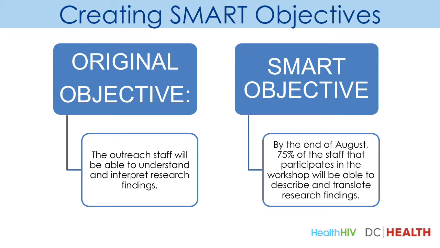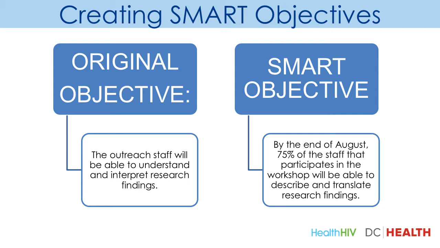An objective for one grant proposal indicated that the focus of a project was to have outreach staff be able to understand and interpret research findings. While the idea and vision behind this objective is clear, the organization wants staff to understand findings, the objective could be much more specific. By using the SMART objective format, you can better convey what needs to be accomplished.